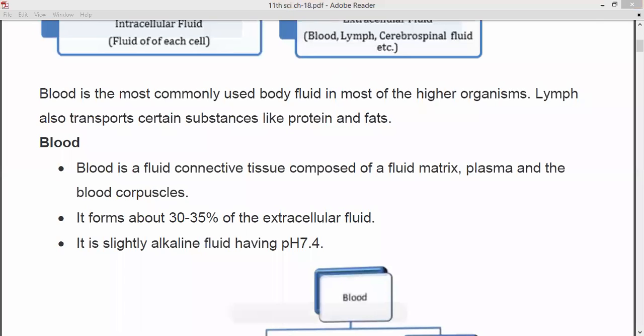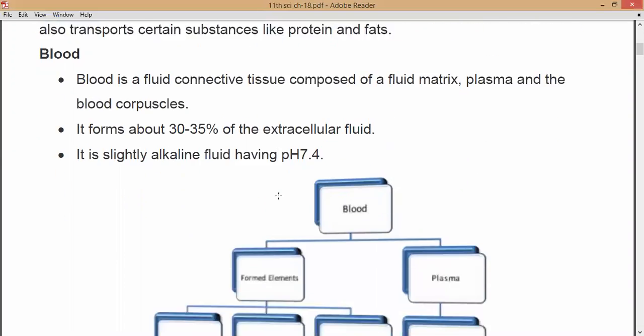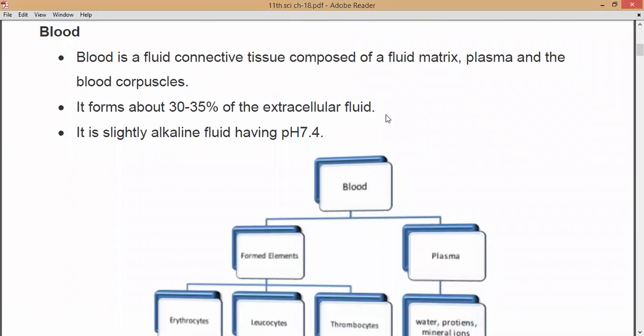Now, the blood plasma. Whatever blood is there, it forms 30 to 35% of the extracellular fluid, and it is a slightly alkaline fluid with a pH of 7.4. This can be asked in an MCQ: what is the pH of the blood.